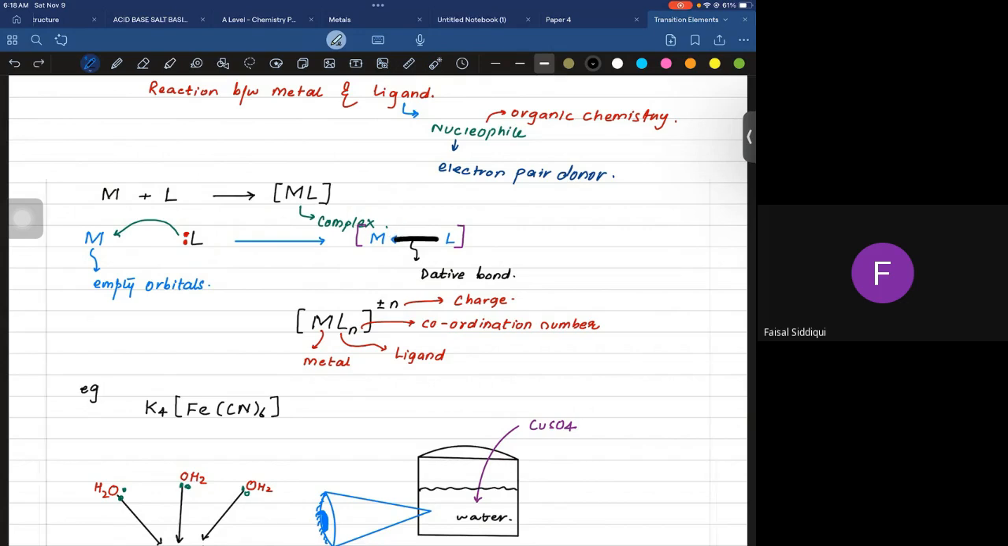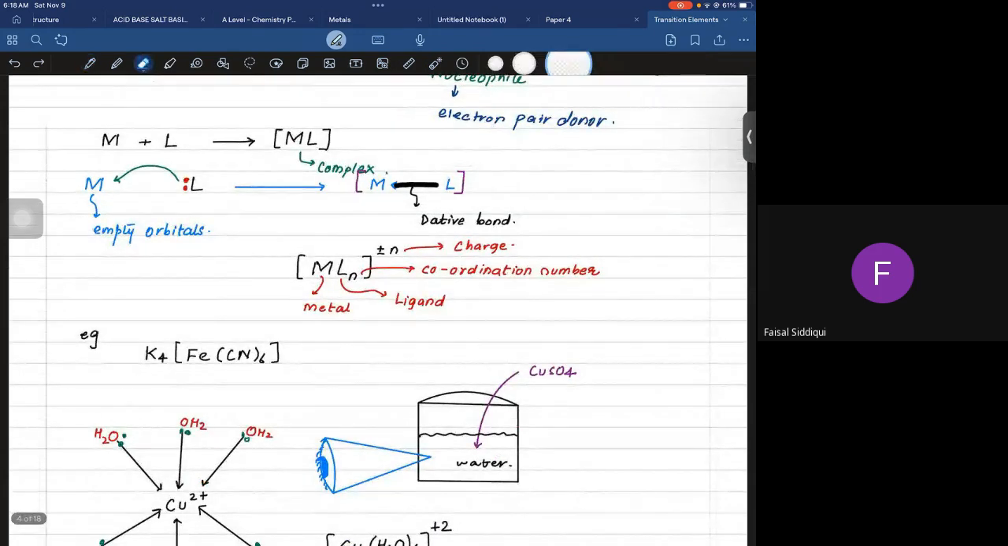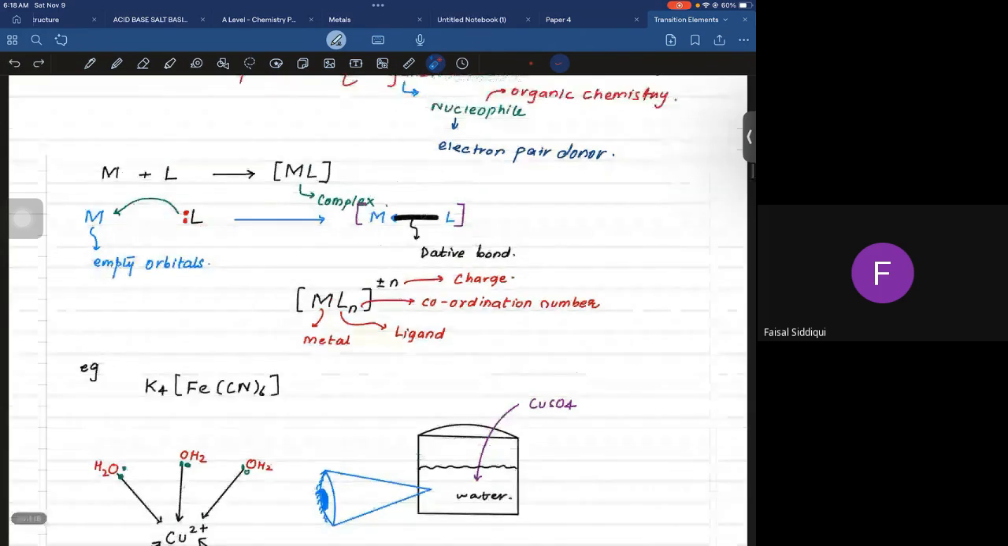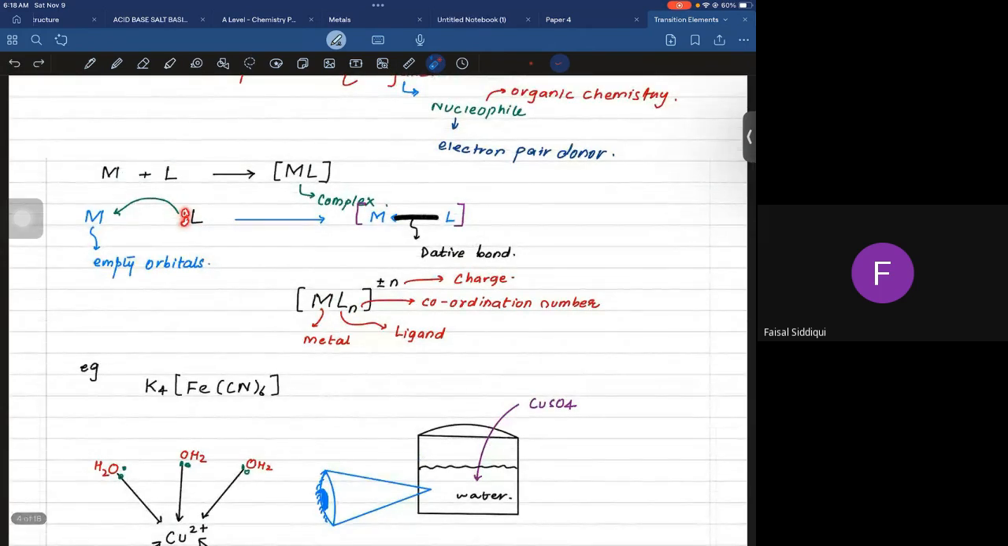Remember, arrow means that they are going to form a dative bond. A dative bond is when the electron pair is shared between the two atoms. So this is your electron pair, which is being shared between this metal and this ligand. So they are going to form a complex compound.